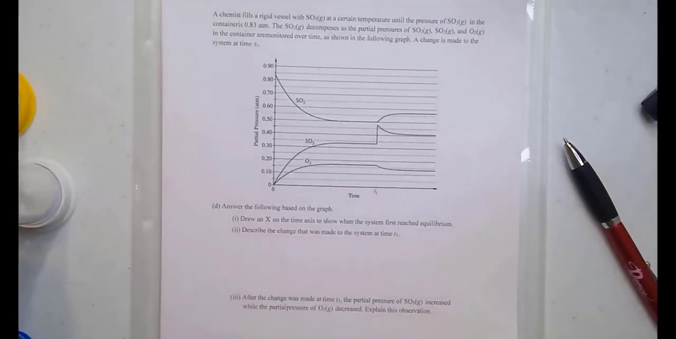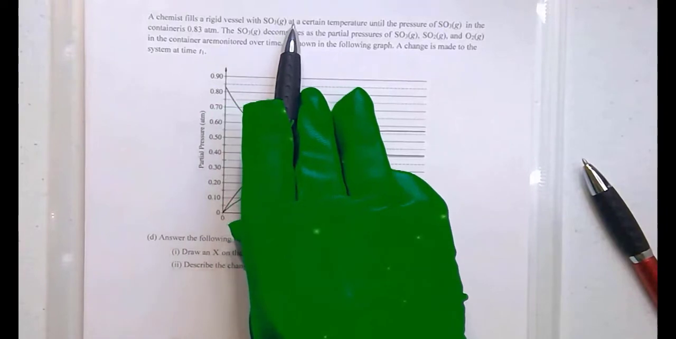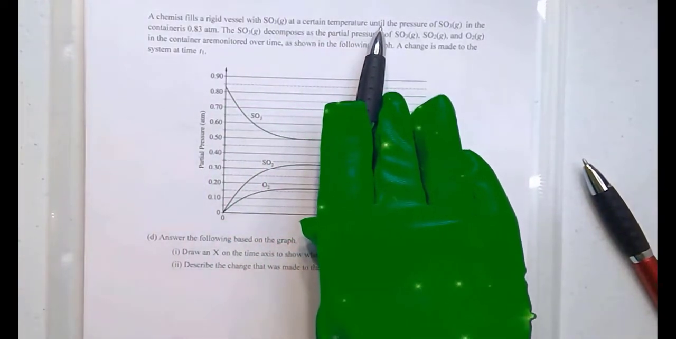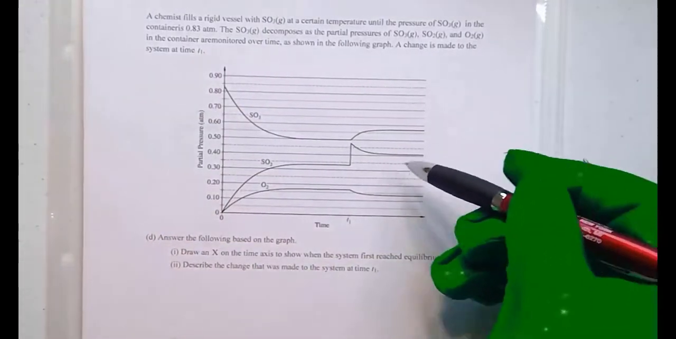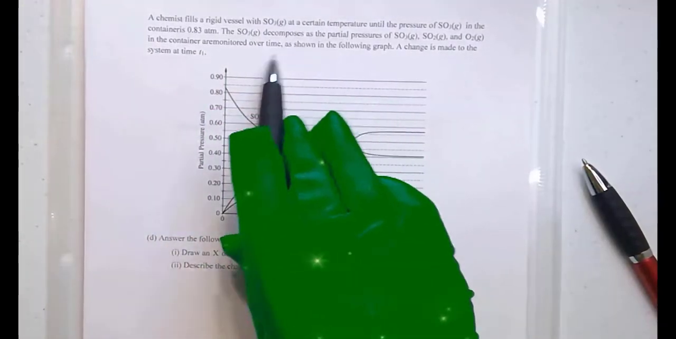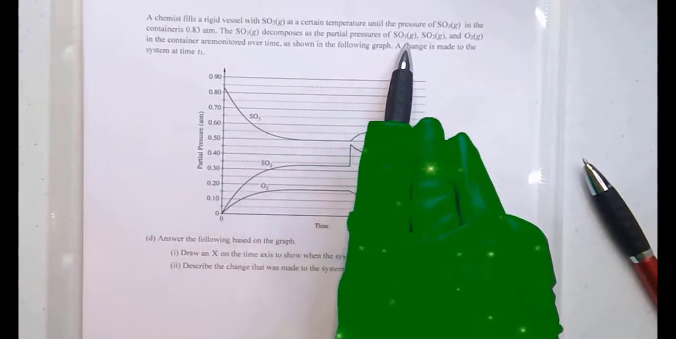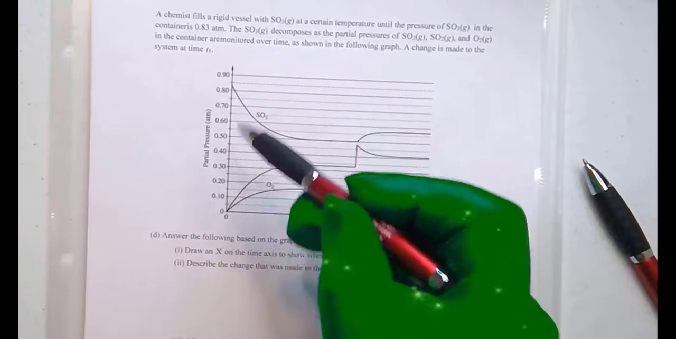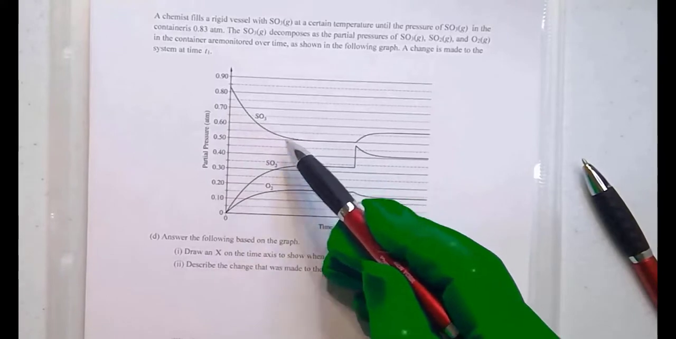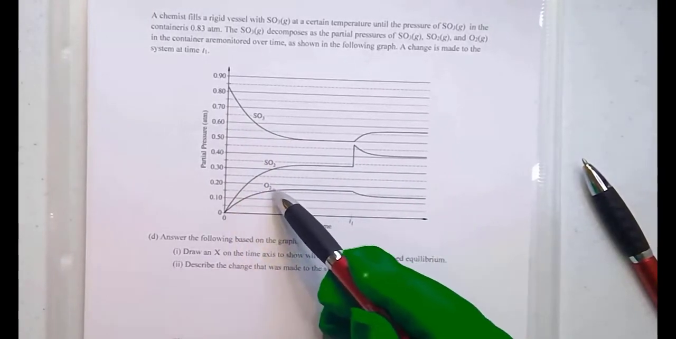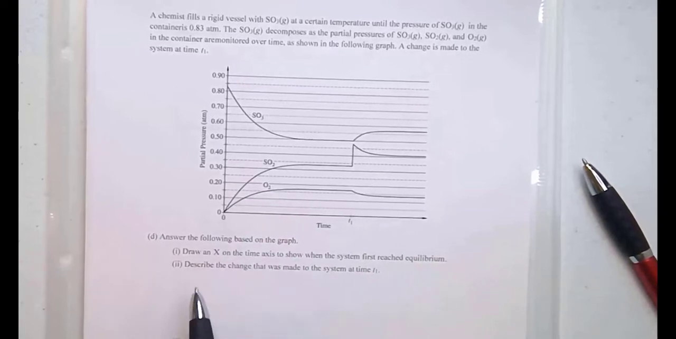On to D. Answer the following. A chemist fills a rigid container with SO3 at a certain temperature, keeping the temperature the same, until the pressure of SO3 in the container is 0.83. The SO3 decomposes. He starts with some SO3, nothing else, and the SO3 decomposes and makes SO2 and O2. Answer the following questions based on the graph.